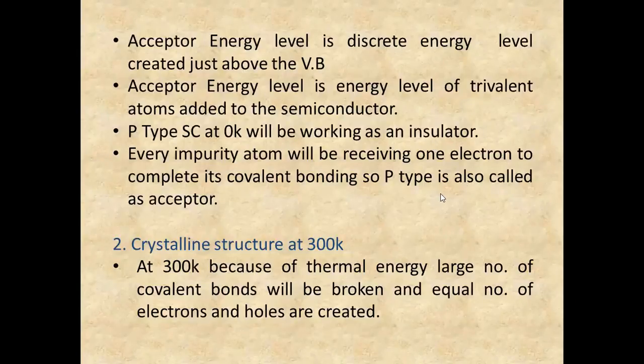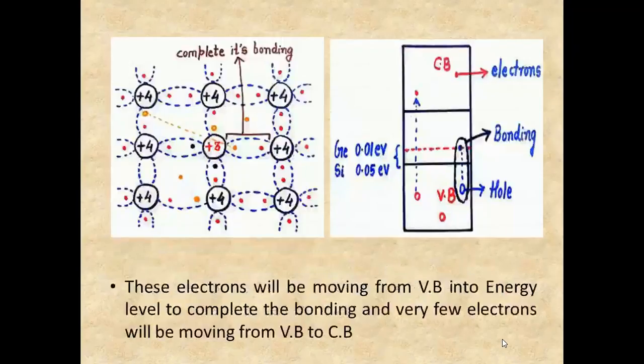Okay, so what happens when you raise the temperature to 300 Kelvin? At 300 Kelvin, because of thermal energy, a large number of covalent bonds will be broken and an equal number of electrons and holes are created. Let's see with the figure.